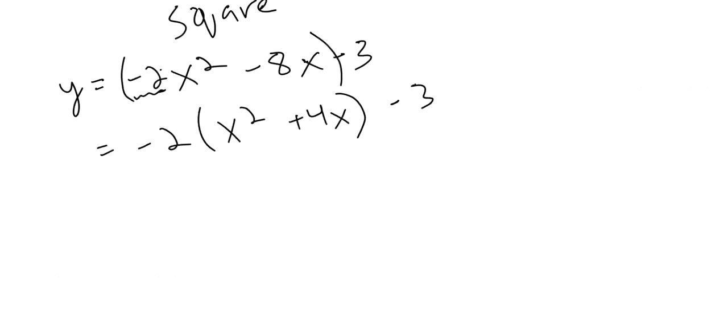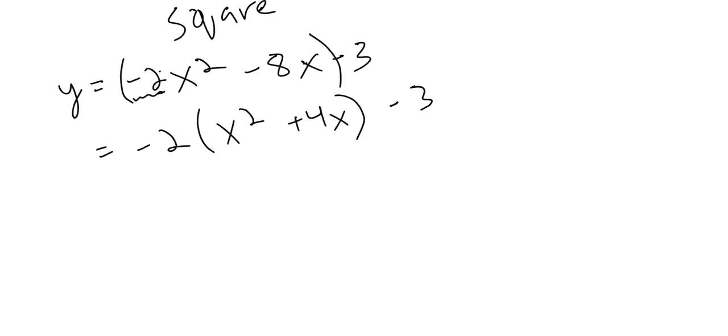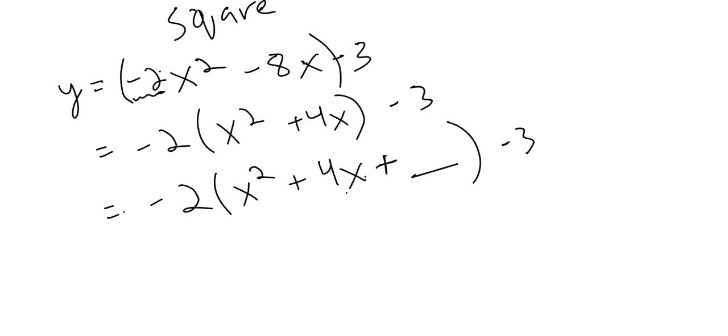Next, we're going to write this again, but we're going to actually write a blank in here. So it's going to be plus blank, and then minus 3. And since we added a blank here, we have to subtract a blank over here. And in a moment, we're going to figure out what that blank actually needs to be.